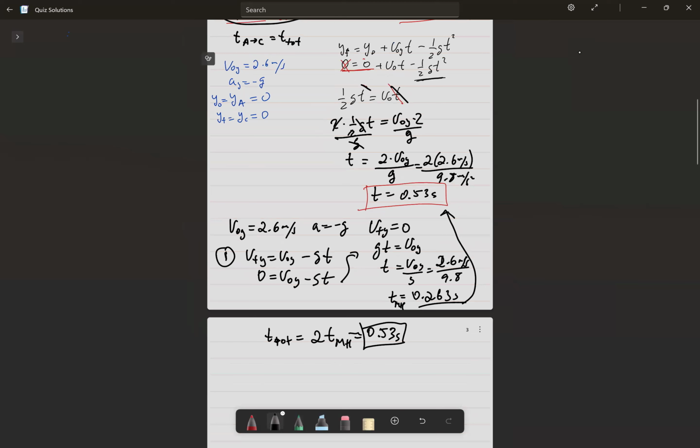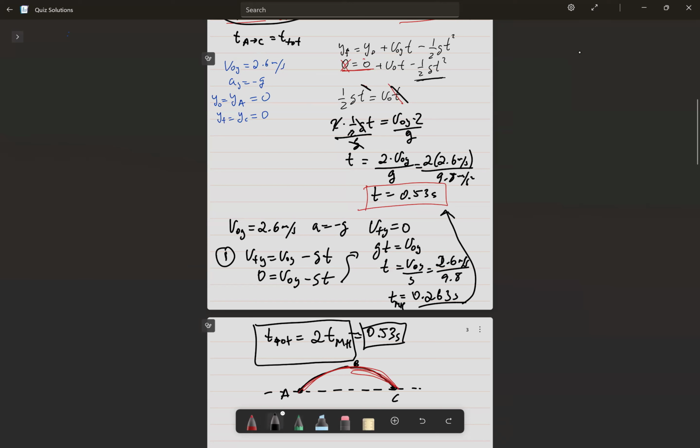Now, remember this, right? This works, that means I can do this because my object started from point A, reached the maximum height, point B, then came back, and the final position is on the same vertical height as A. That means I have the same A and C, which means that the distance from A to B is exactly the same as the distance from B to C.